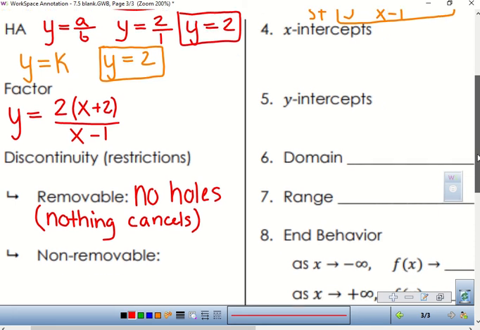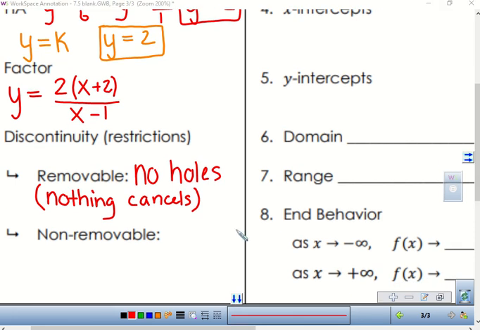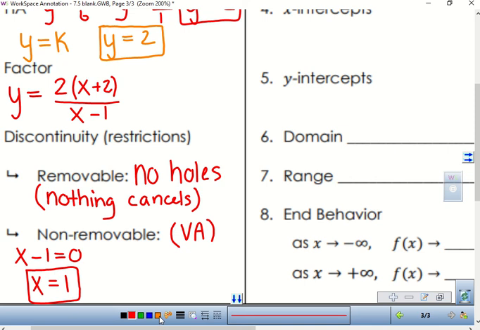So now we're going to talk about non-removable. A non-removable discontinuity is also known as a vertical asymptote. Okay, that's another terminology for it. And the way we find this is we take whatever our denominator is and we set it equal to 0. So do we have a denominator here? Good. We take x minus 1, we set it equal to 0. And then we just solve for x, which comes out to be x equals 1, being my vertical asymptote. So that's how we would do it using general form method.